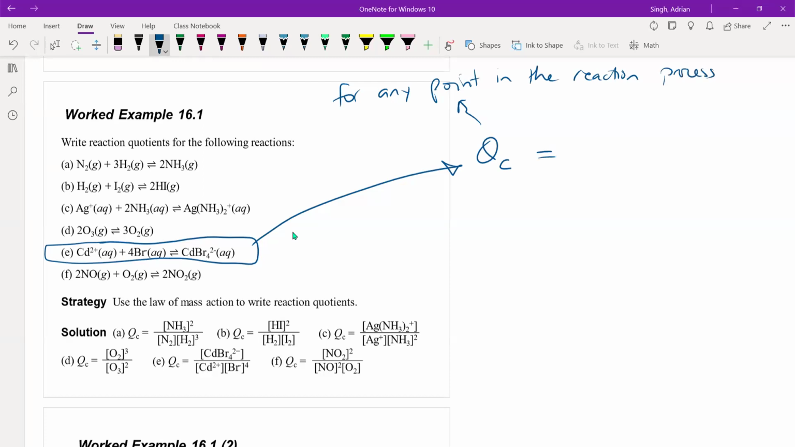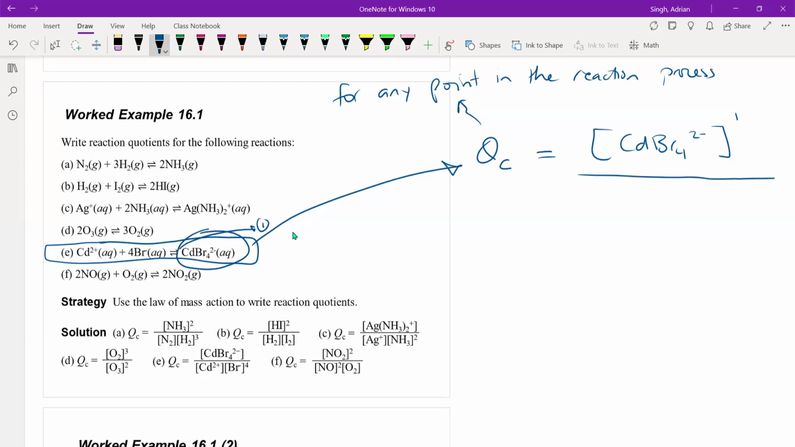So that will be equal to, our product here is CdBr4 with a 2 minus charge. So all of that goes in the square brackets. Our coefficient here, if you don't see a coefficient, the coefficient there is 1. So that becomes my power. And then that's the only product I have, so I have nothing to multiply by.